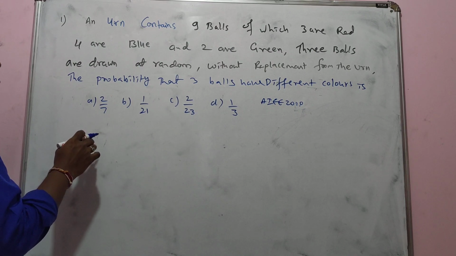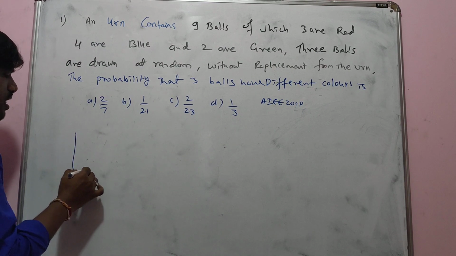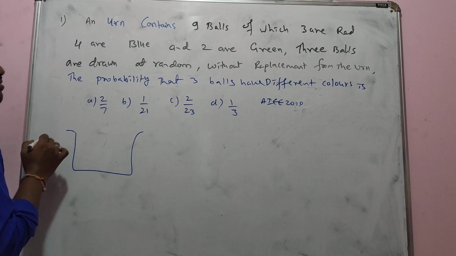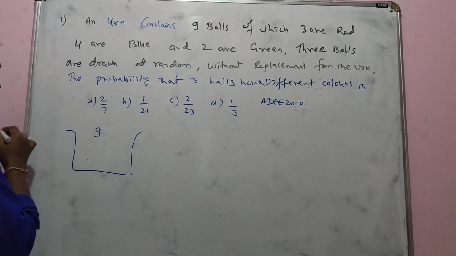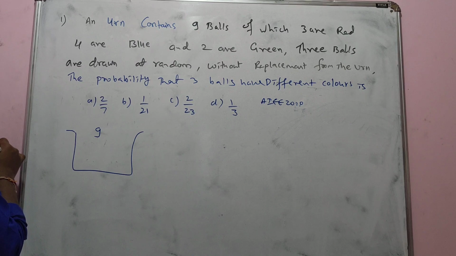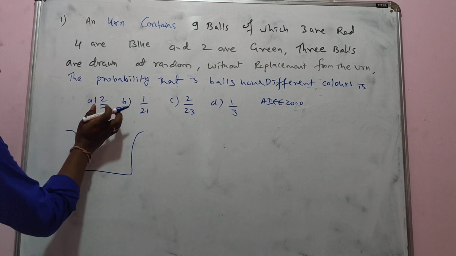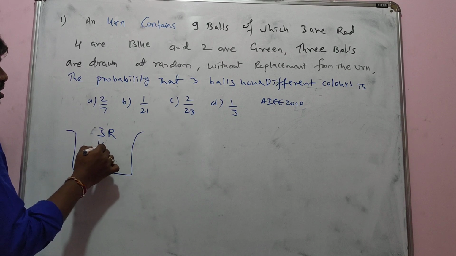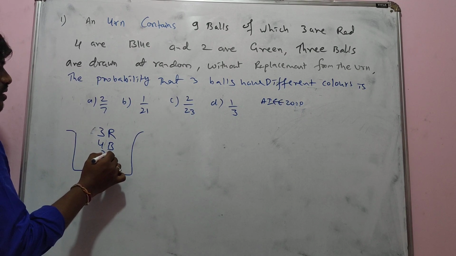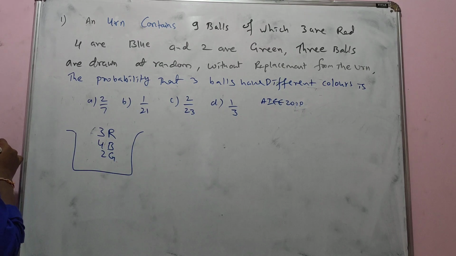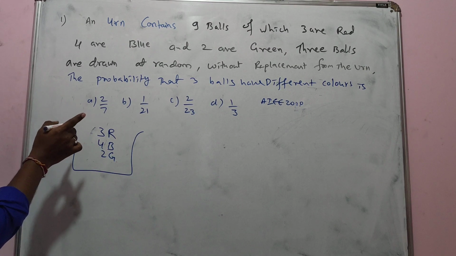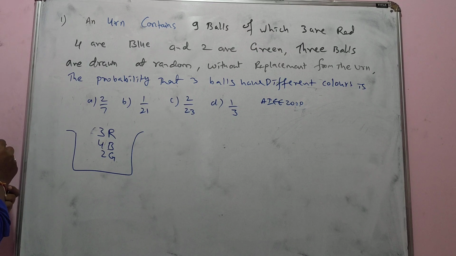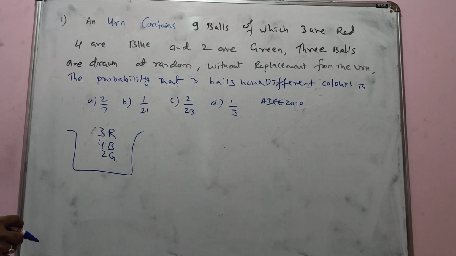Okay, it is asking the probability of different colors. Look at here. I just said this is a bag you have. In that bag, the urn contains 9 balls, in which 3 balls are red, 4 balls are blue, and 2 balls are green. Okay, there 3 balls are drawn at random without replacement from the urn. So he's asking what is the probability that the 3 balls have different colors.